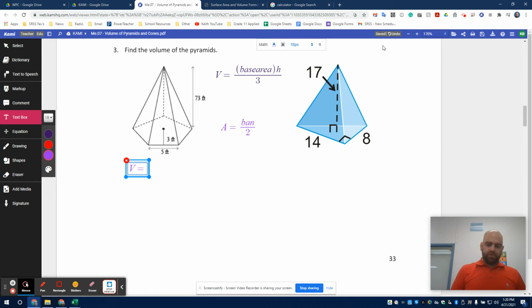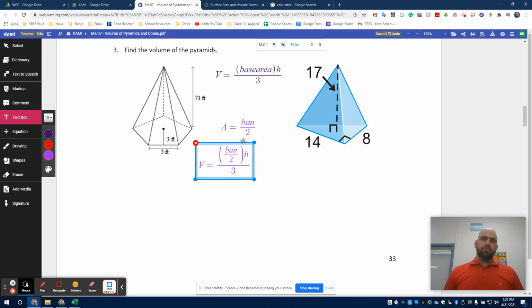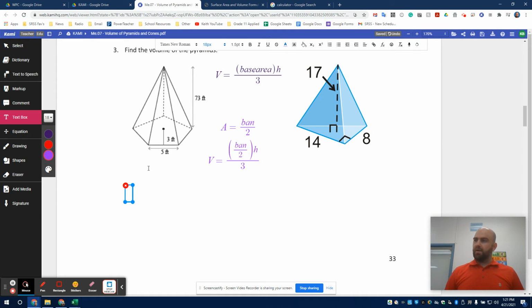So volume is equal to that base area. So this is VAN divided by 2 times our height, and we divide that all by 3. So base times apothem times number of sides divided by 2 times the height divided by 3. I'm just going to sneak that up there because I'll need a little more room down here to complete my calculations here.